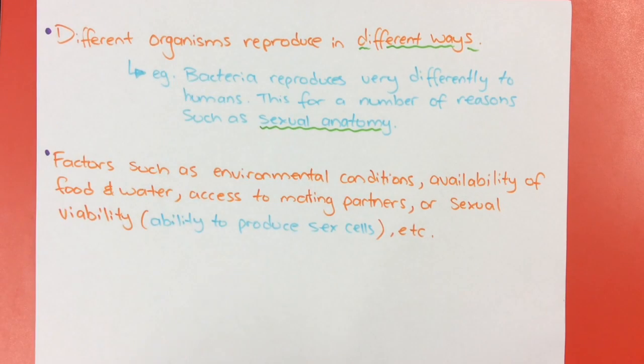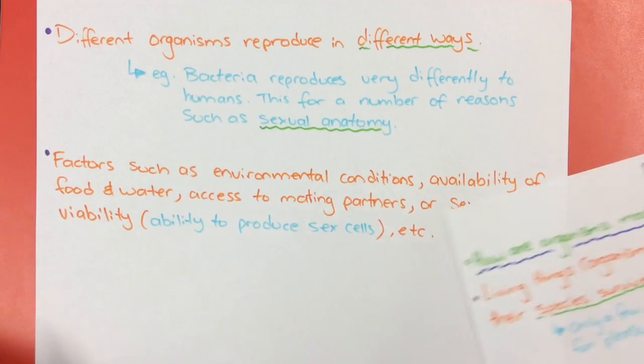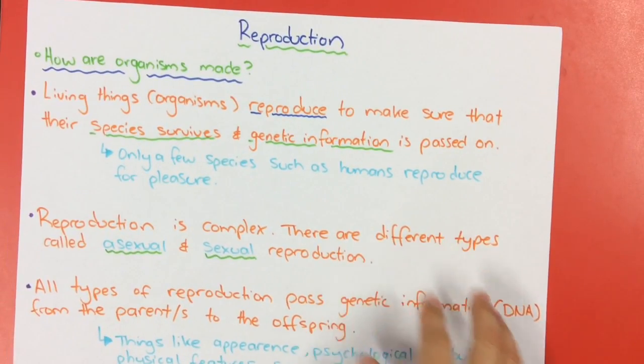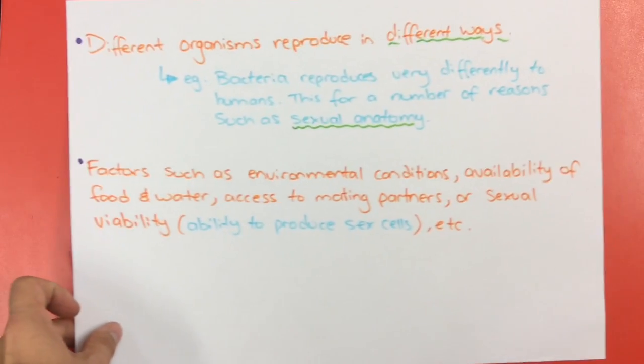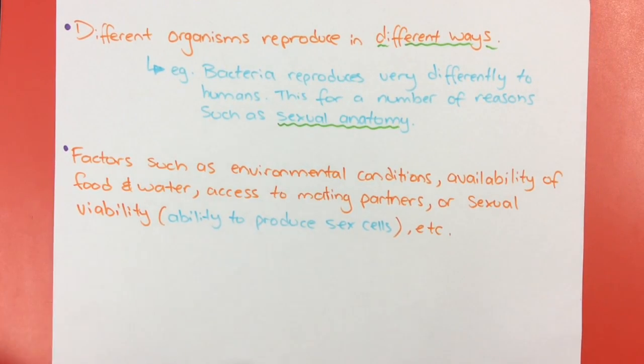Okay, let's summarize our main points. Got a little bit sidetracked there, but that's all right. We talked about how organisms are made, the purpose of reproduction to make sure that the species survives and that genetic information is passed on. We talked about the two types, or briefly touched on asexual and sexual reproduction, and that genetic information or DNA is passed on from the parent to the offspring. And we also talked about how reproduction is influenced by sexual anatomy and also by a range of other factors there.